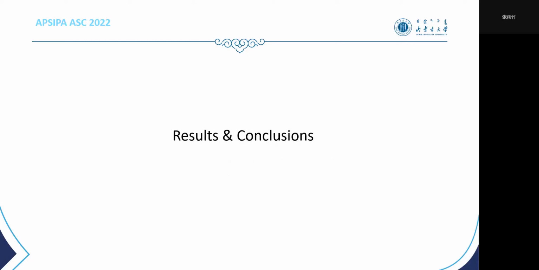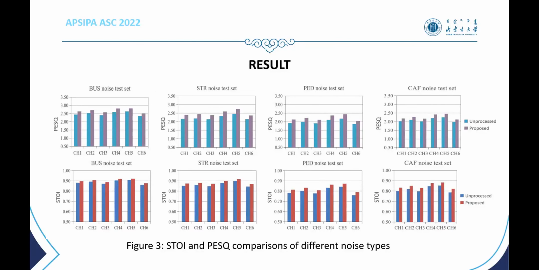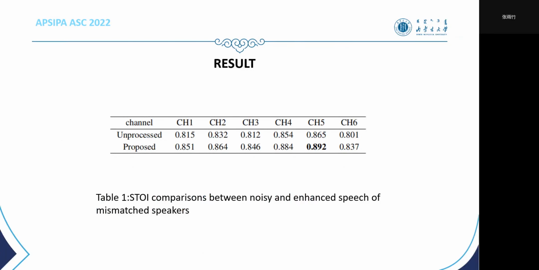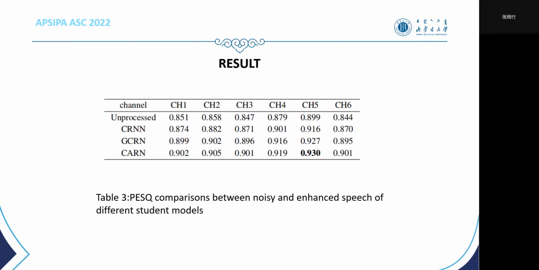The last one to be introduced is the results and conclusions. Figure 3 shows the STOI comparison of different noise types. Table 1 shows the PESQ results on the test set of mismatched speakers for 4 scene noise types. In Table 2, STOI results are shown on the test set of mismatched speakers for 4 scene noise types.